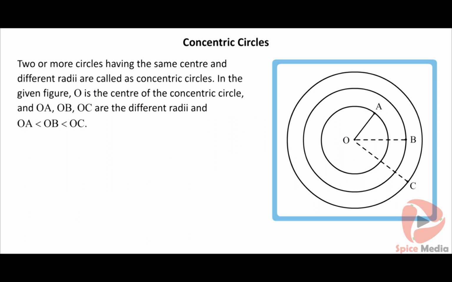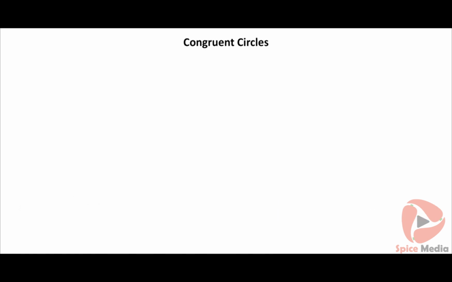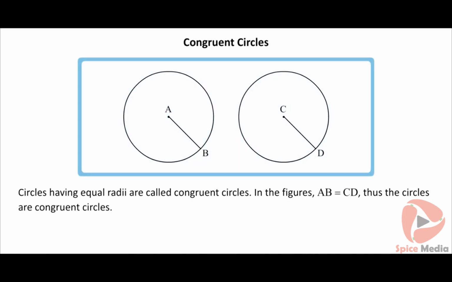2 or more circles having the same center and different radii are called concentric circles. In the figure, O is the center of the concentric circles, and OA, OB, OC are the different radii, and OA is less than OB, which is less than OC. Circles having equal radii are called congruent circles. In the figures, AB is equal to CD. Thus, the circles are congruent circles.